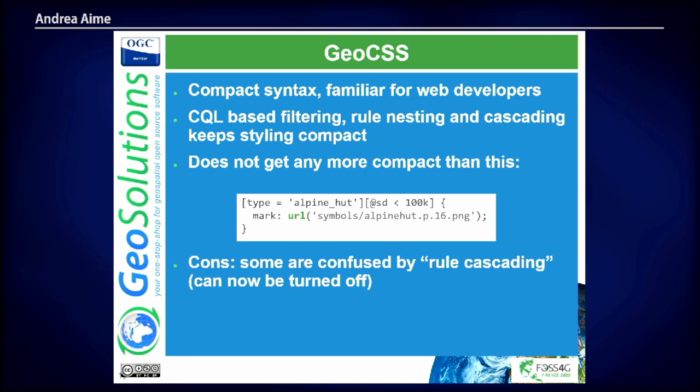GeoCSS is based on the concepts of CSS for the web, but it only borrows, let's say, concepts and syntax. The filtering or selectors, scale dependencies and properties are unique to map rendering. So in these three lines, I'm basically saying, if type is alpine hut and the scale denominator is less than 100,000, then use this point. It's as compact as it gets in terms of expressiveness. And this is close to what I would like to type if I have to type the style. And this is indeed what I'm using when I'm writing styles myself.